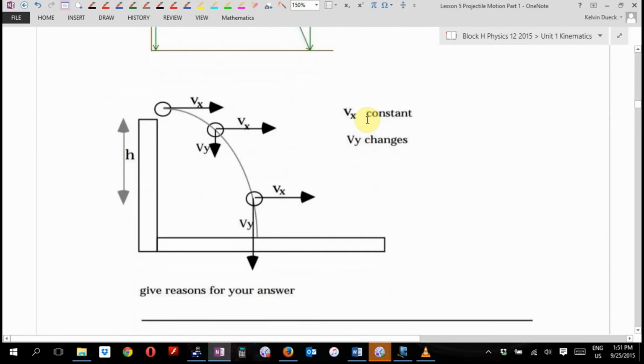Vx is constant. Vy changes. And since Vx is constant, you can say Ax is 0. Here you can say Ay is negative 9.8. Give reasons for your answer. There.